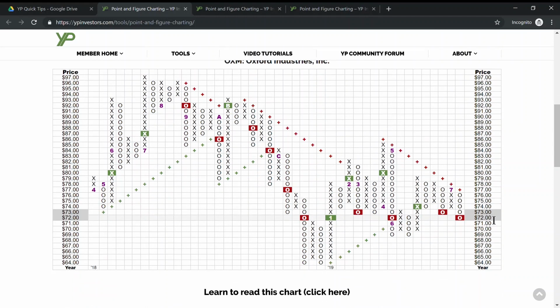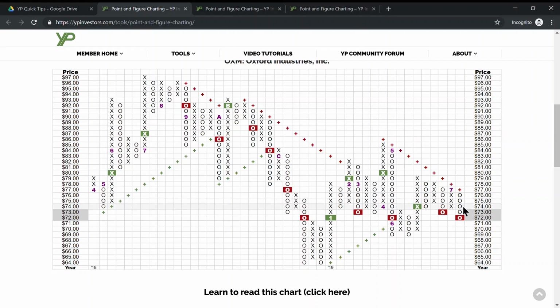So let's look down at the chart and focus in on the columns of O's. When dealing with sell signals, we're only worried about the columns of O's because that's the selling. The X's are demand, and those are increases in price. So, the double bottom sell signal.